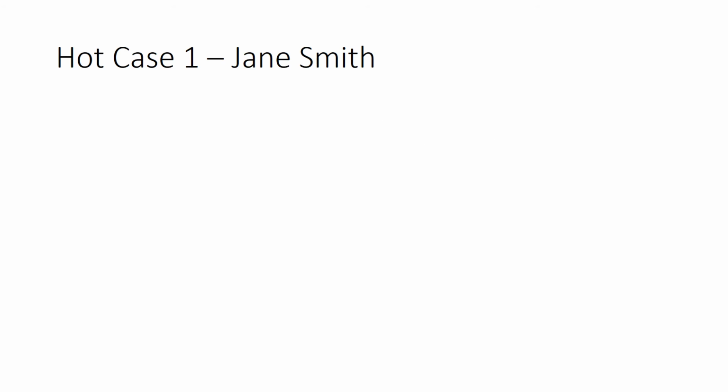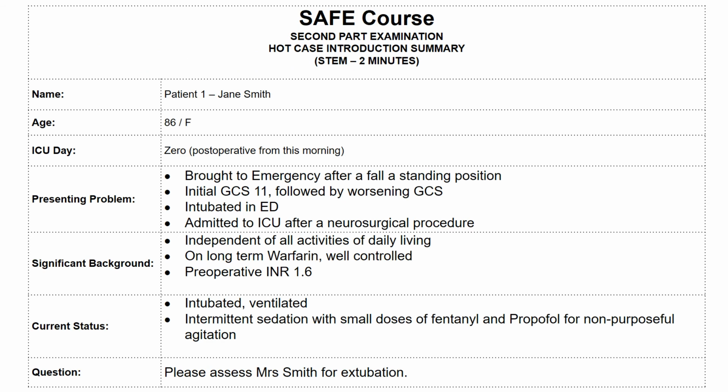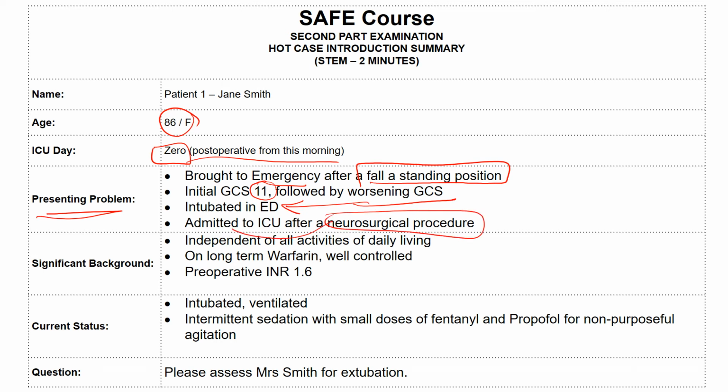So, the first case is somebody called Jane Smith. This was the scenario that we gave in the actual exam. 86-year-old woman. She was day 0, she was brought in post-operatively this morning. Initially the presenting problem was that she came to the emergency after a fall from a standing position. Initial GCS was 11, but then unfortunately she worsened, ended up getting intubated in the emergency, had a neurosurgical procedure, and then came to the ICU.